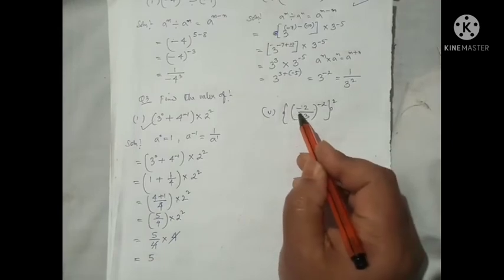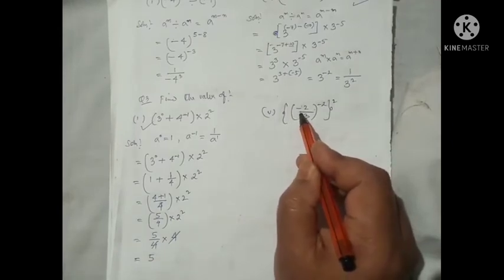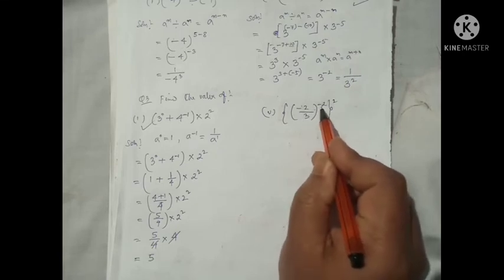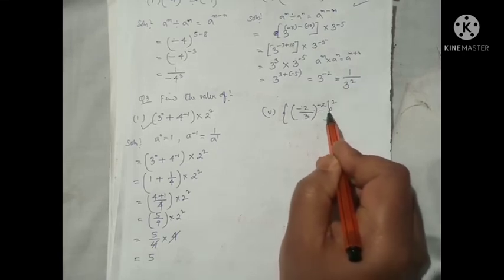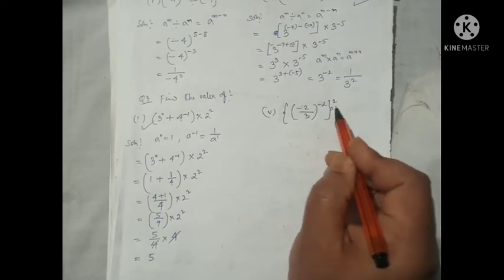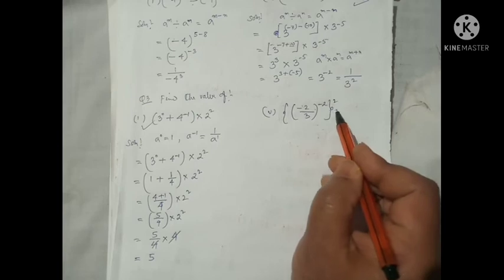Now we will have question Roman number 5, that is, second bracket, then first bracket, minus 2 by 3 to the power minus 2, and second bracket, and again power 2. There are 2 powers here in this case and 2 brackets also. So let's see.